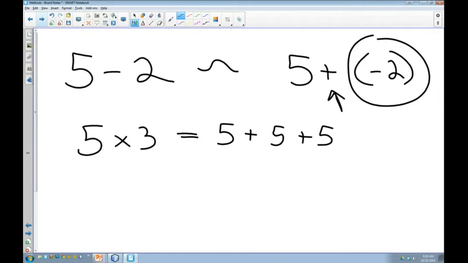And believe it or not, division is just repetitive subtraction. Think about it. It's repetitive subtraction. But wait a minute, what's subtraction? It's addition of a negative number. So division is really repetitive addition of a negative number.